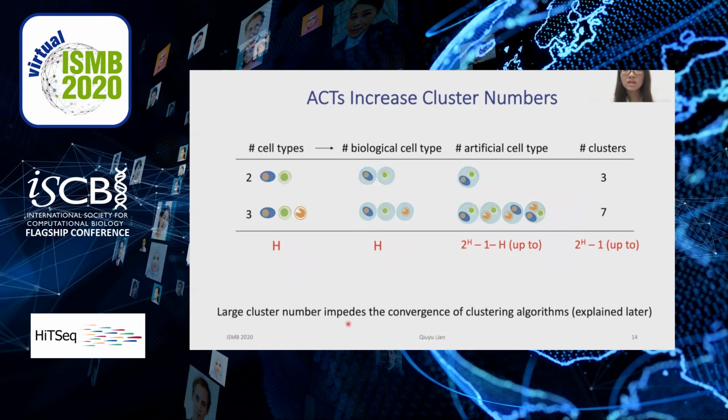Secondly, ACTs will increase cluster numbers. Given h biological cell types, the number of artificial cell types could be 2 to the power of h minus 1 minus h. For example, in PBMC, assume we have 8 cell types, then the number of artificial cell types could be up to 247, and the total number of clusters could be up to 255. It's a huge increase of cluster numbers.